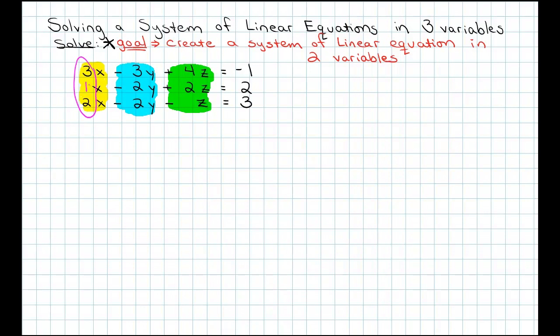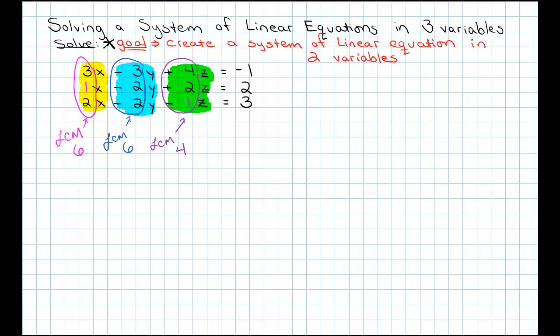So looking at these, if I look at the x's, this is what I have for the coefficients. I have a 3, a 1, and a 2. The least common multiple of these three coefficients would be 6. Looking at the y's, they all have negative signs, and their least common multiple is a 6 as well. And looking at the z's, I've got some positives and a negative term, and their least common multiple is 4. So I'm going to go with the z's.